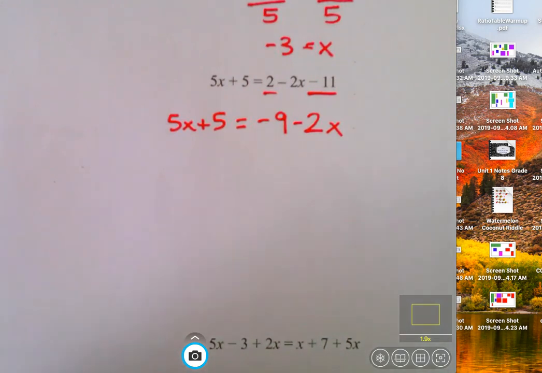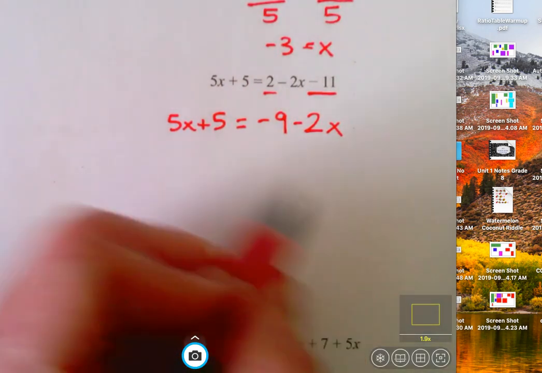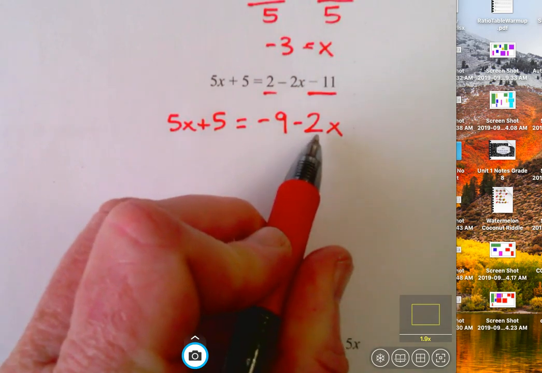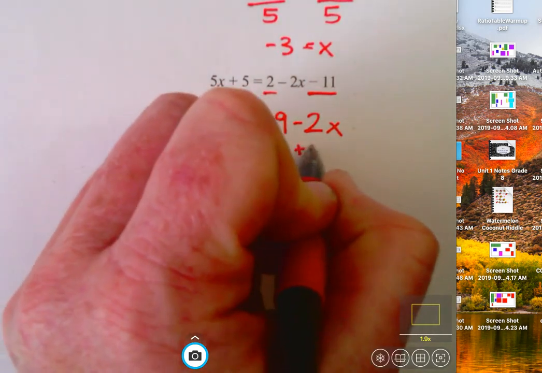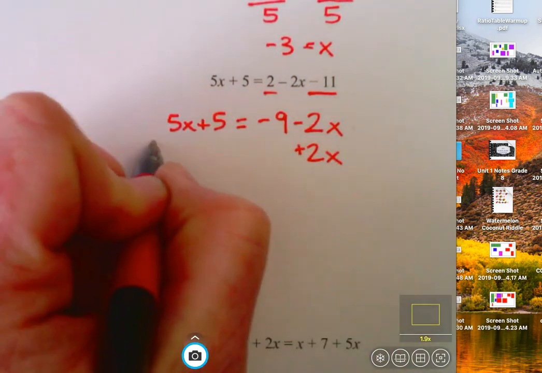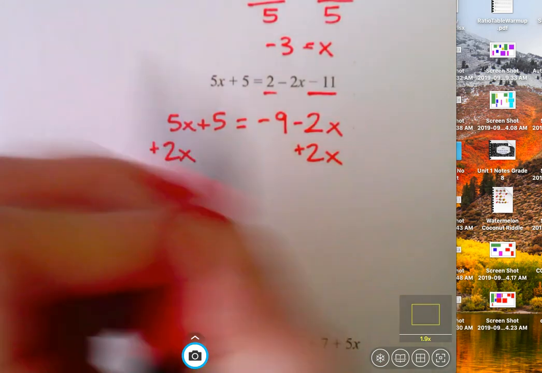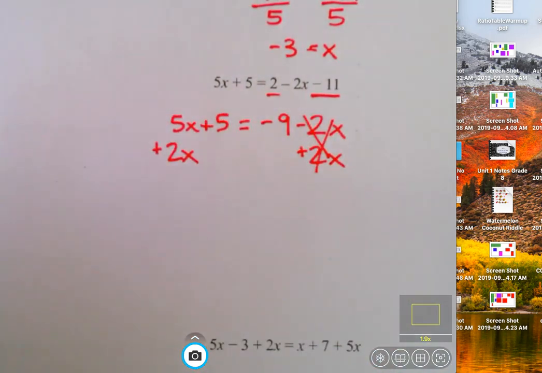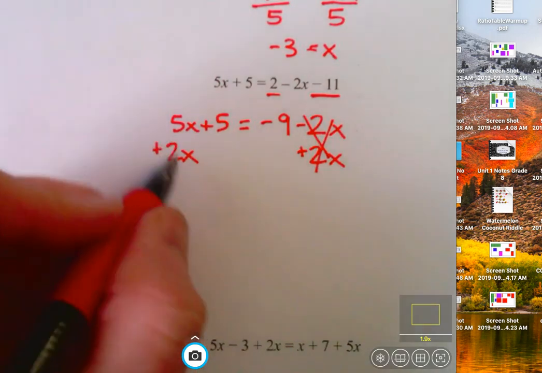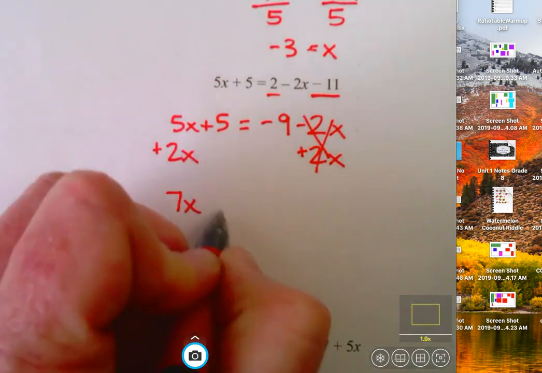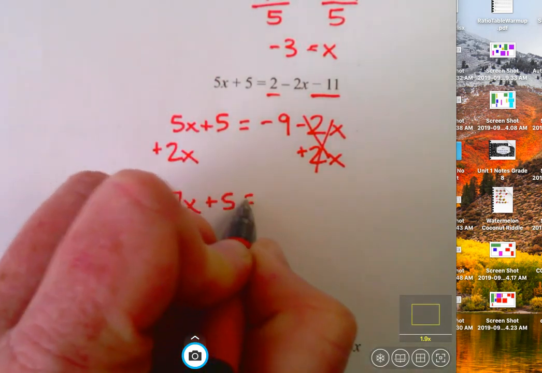All right, let's get x on one side. I can either get rid of this or get rid of this. I think I'm going to get rid of the -2x. So I'm going to add 2x. This goes away. So I have 7x. I still have the 5 over here. And I still have the -9.